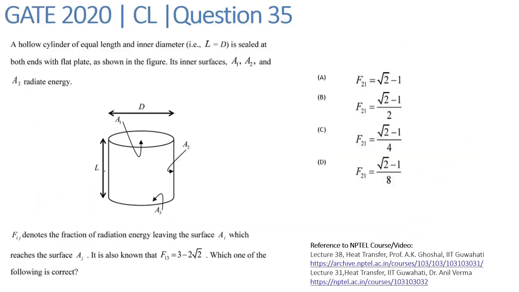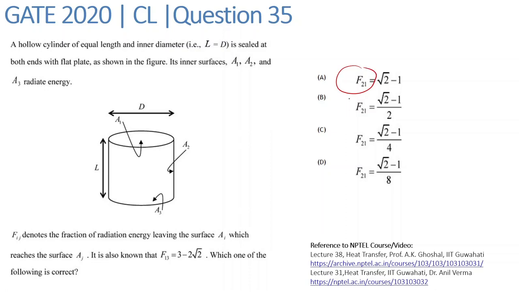So here we have been given a hollow cylinder of equal length and inner diameter. So let's just write it over here. L is equal to D, and A1, A2, A3 are the inner surfaces and they radiate energy. And we have been given F13 is equal to 3 minus 2 root 2, and we had to find F21.